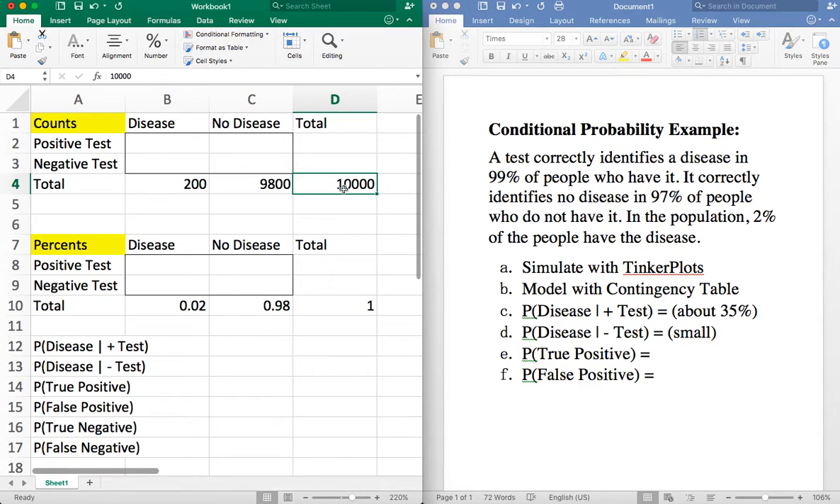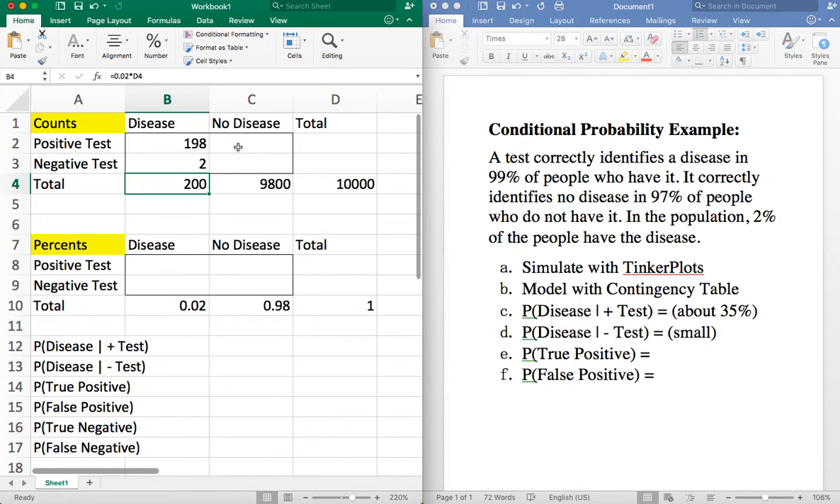I've already split this up and I've said let's let 10,000 people come into this test. We know that only 2% of them will actually have the disease. So if our population is 10,000 people, only 2% of that will have the disease. The other 98% will not. Now, if you have the disease, you have a 99% chance of getting a positive test. So 99% of those people will have a positive test. The other 1% of those people will have a negative test.